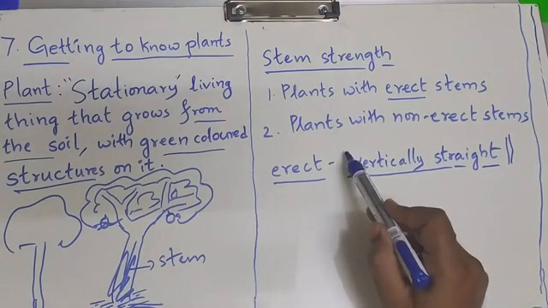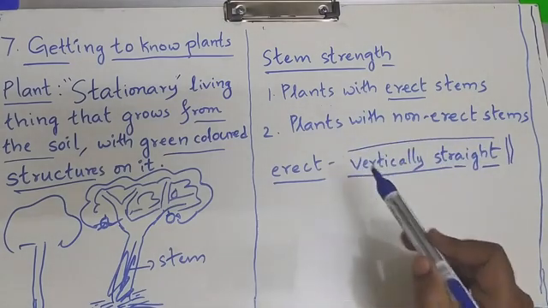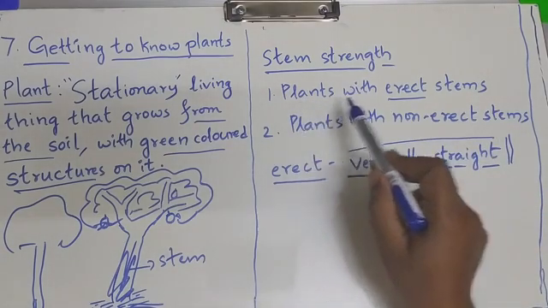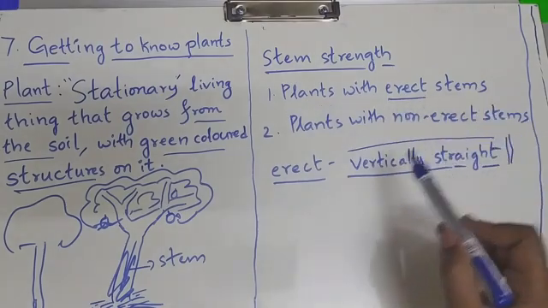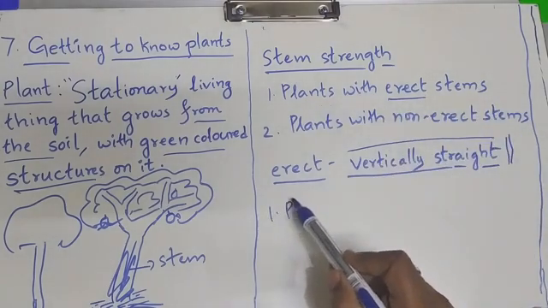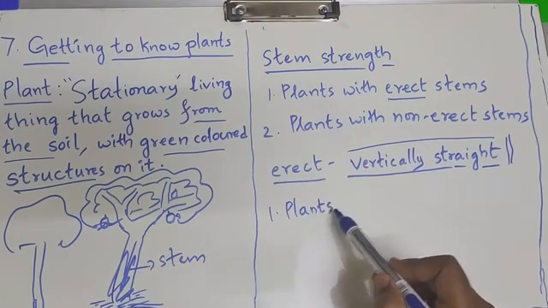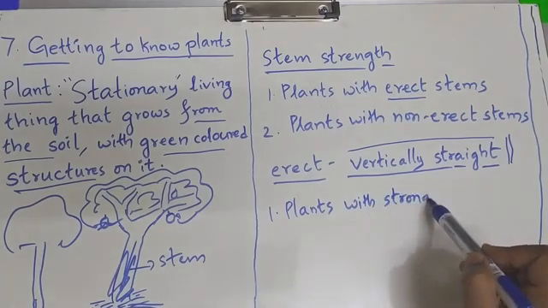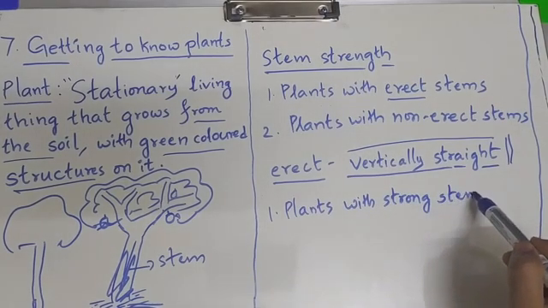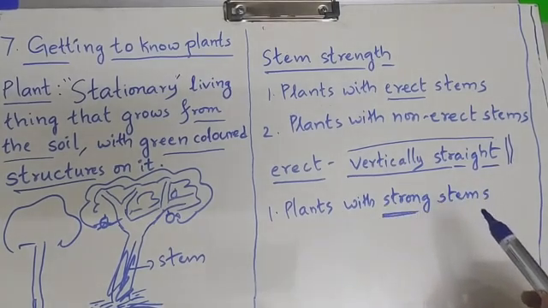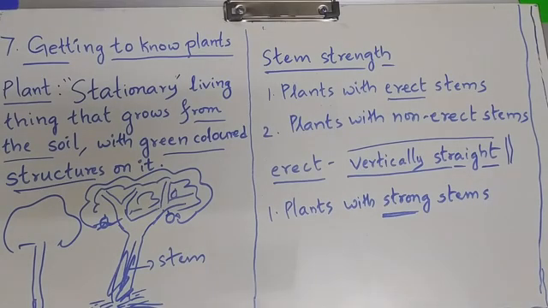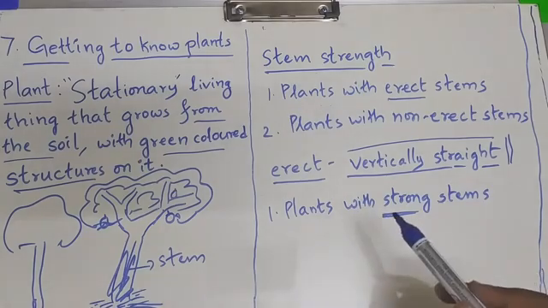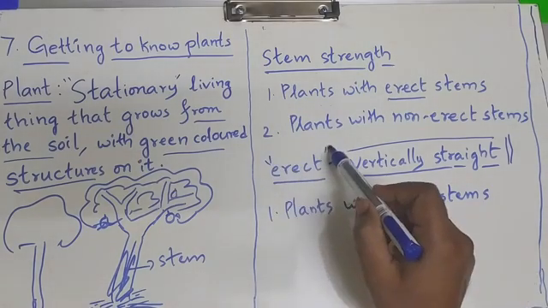How are these plants vertically straight or erect? The plants with erect stems can also be called plants with strong stems. As the strength of their stems is pretty much enough, the plants can grow erect.